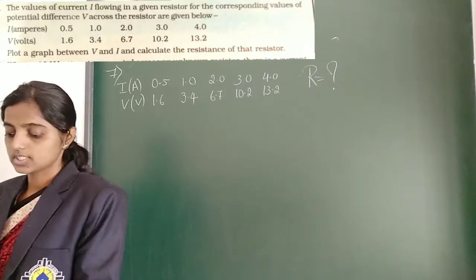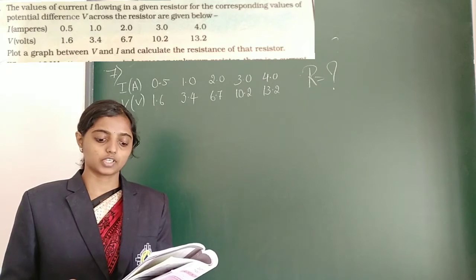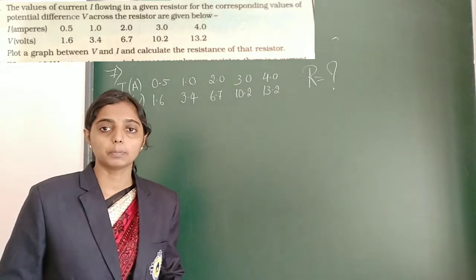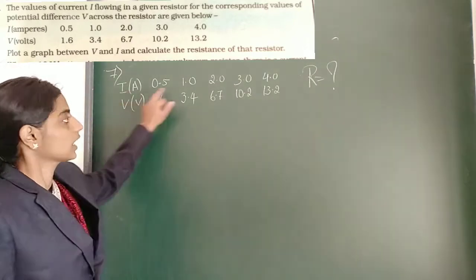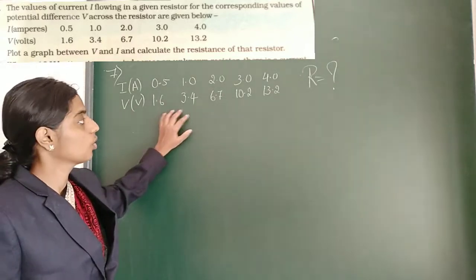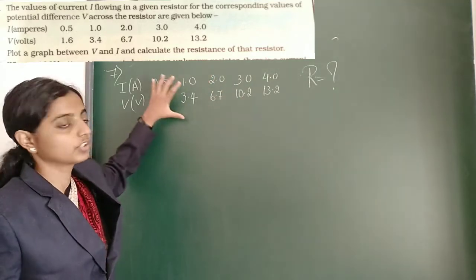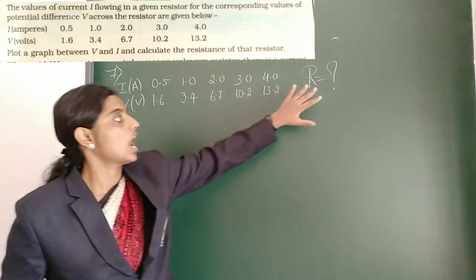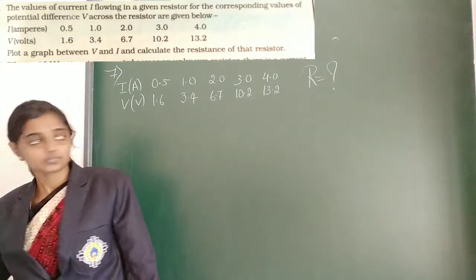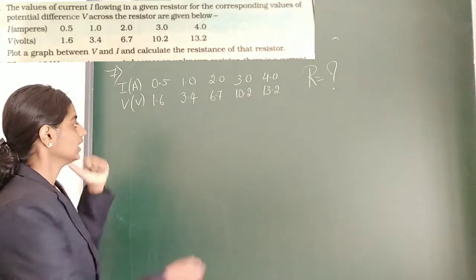The 7th question is: the values of current I flowing in a given resistor for the corresponding values of potential difference V across the resistor are given below. That means in the question, current values are given along with the respective potential difference, that is voltage values. Now by plotting a graph for these values we should find R, that is resistance. This is the question. Now see, we need to plot a graph for current and V.